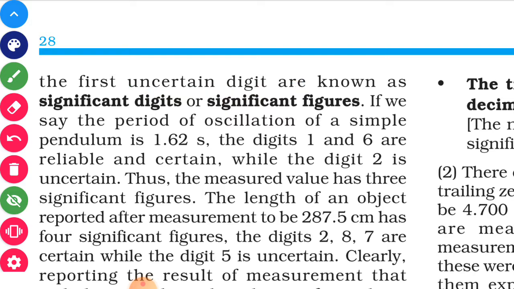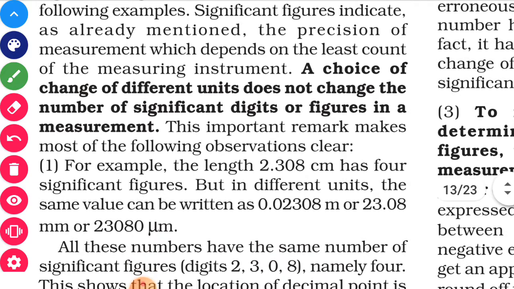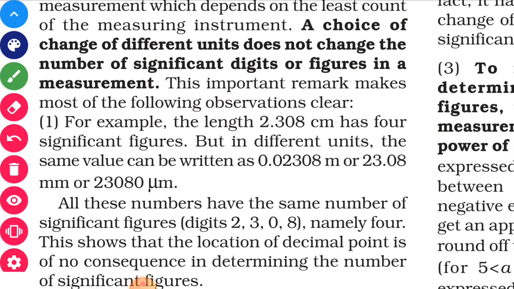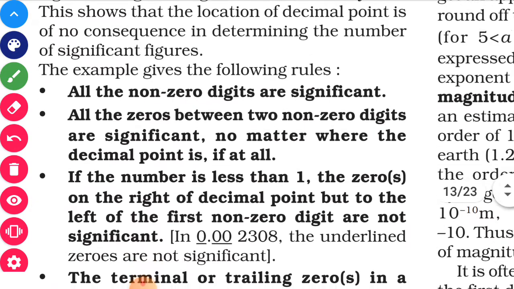If we say the period of oscillation of a simple pendulum is 1.62 seconds, the digits 1 and 6 are reliable and certain, while the digit 2 is uncertain. Now how do we take into consideration all these significant figures? There are certain rules that we must follow so that we can find the significant figures. There are examples in the rules which are given here.